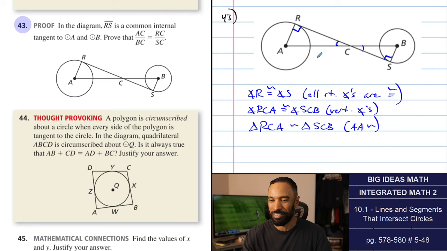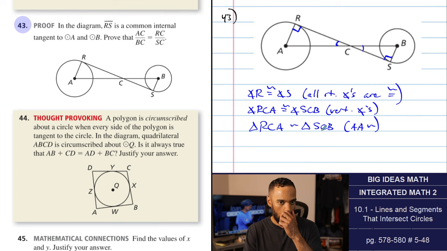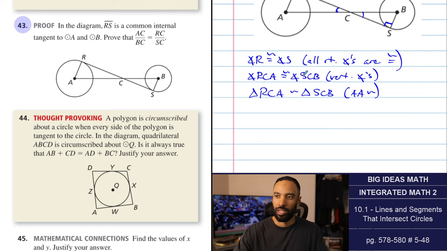So what was the last thing? AC over BC, yeah, those parts correspond. AC, BC, it's the third and second letters, equals RC over SC. So AC over BC equals RC over SC.